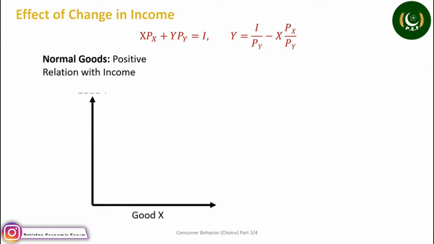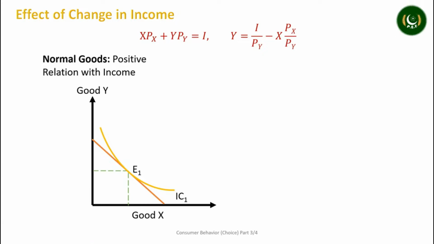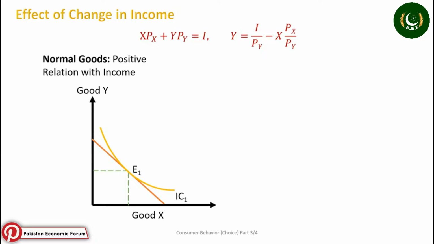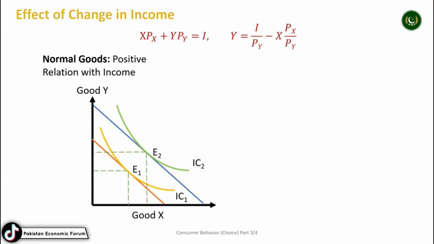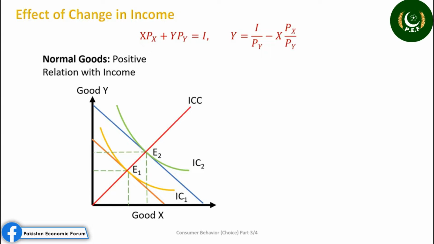Given the income and the prices, the consumer is in equilibrium at point E1. Now let's assume that the income of the consumer increased. This resulted in shifting of the budget line and the consumer moved to a higher indifference curve. He is in equilibrium where the new budget line is tangent to the new indifference curve, represented by point E2. If we join both these points E1 and E2 with a curve, such a curve is called the income consumption curve.